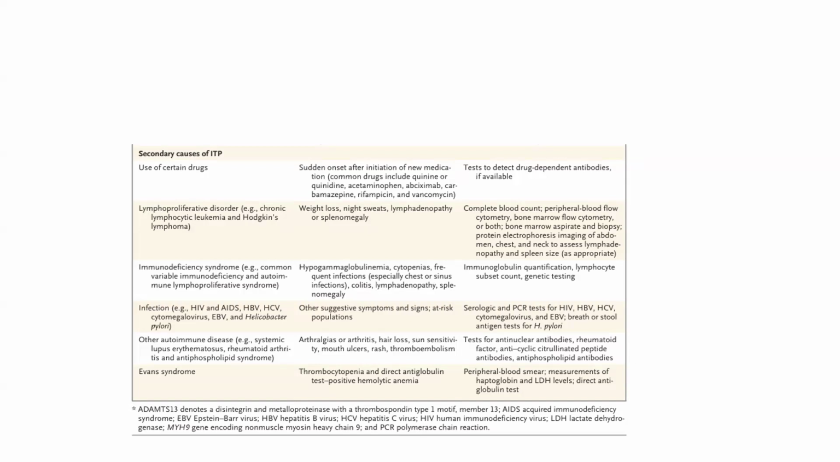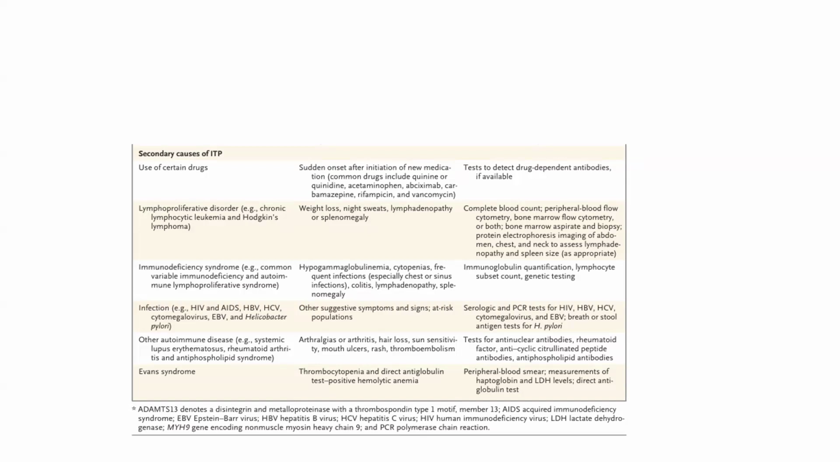The infections like HIV, AIDS, HPV, HCV, cytomegalovirus, EBV, and H. pylori. Other supportive signs and symptoms in at-risk populations. Lab diagnosis will be serological and PCR tests for HIV, HBV, HCV, cytomegalovirus, EBV, and breath and stool antigen tests for H. pylori. The other autoimmune disorders like systemic lupus erythematosus, rheumatoid arthritis, and antiphospholipid syndrome.